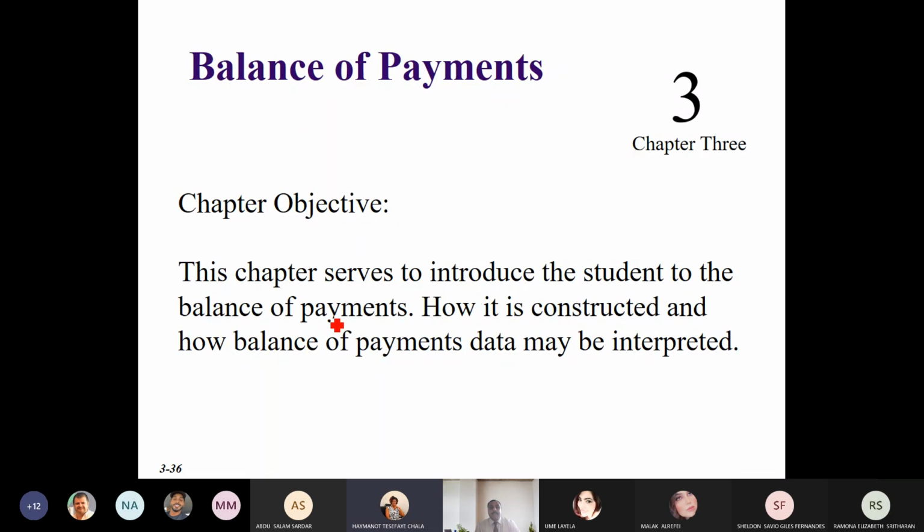So now we have another very important chapter which an international financial manager will have to look at very closely. That is called balance of payment.